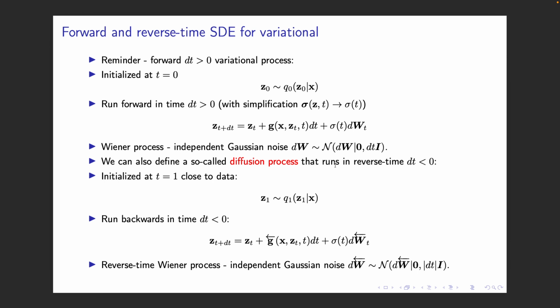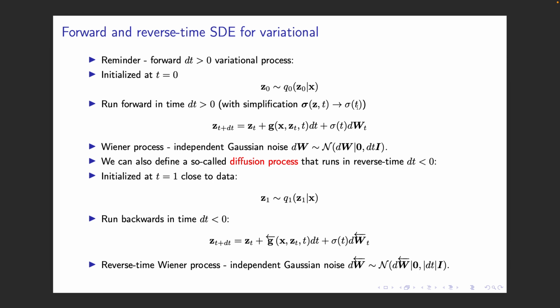If we run this backwards, we can also define a stochastic process that runs backwards, right? So we could have started the process by sampling from z1 from our variational distribution, and then define a stochastic differential equation, now with a new drift term where I put this arrow on top that indicates that it's a drift term for going backwards in time.